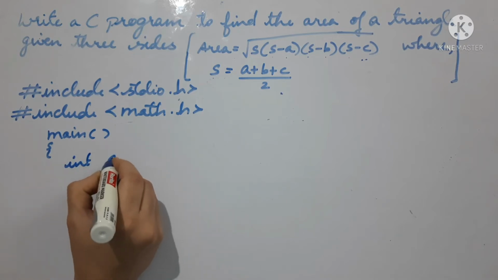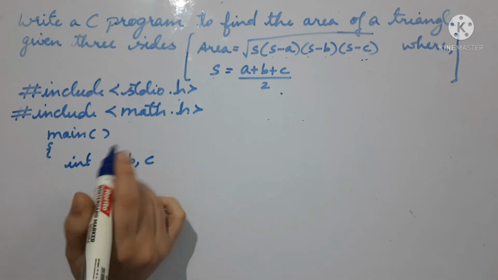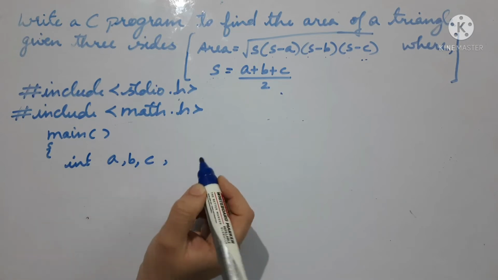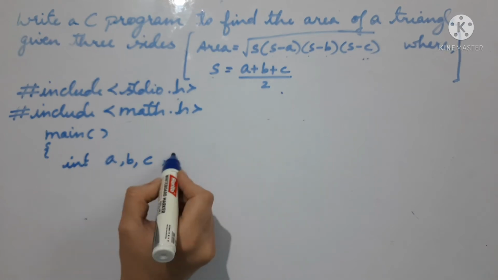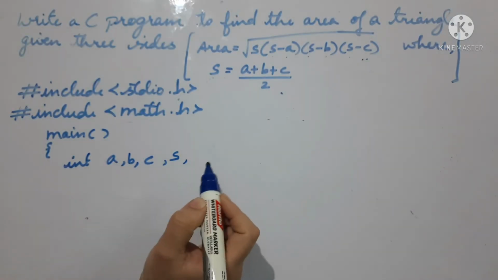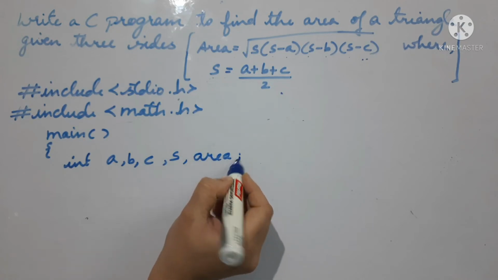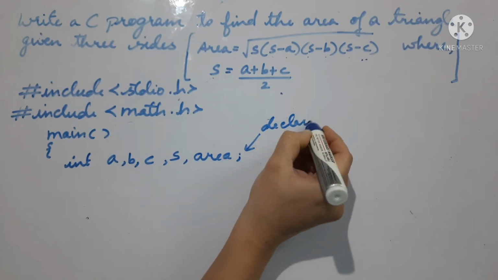First, I require A, B, C. These are the 3 sides, so I have denoted them by A, B and C. Then I require the value of S to be found, so S also I will declare here. And then I want to find area, so that also I will declare here. So these are the declaration of variables.